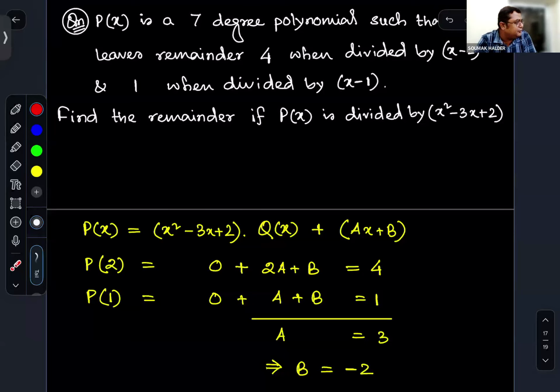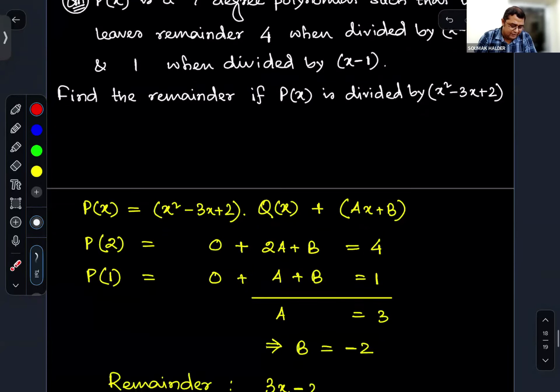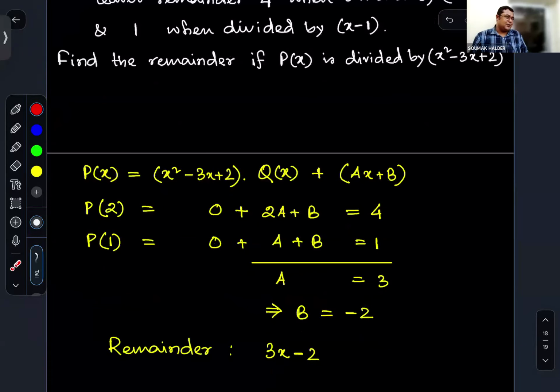And then the two values we are informed with is p of 2 and p of 1. Gives you two information as 2a plus b to be marked as 4, whereas a plus b to be marked as 1. Okay. Solving these two information, we can get to a is equals to 3. The subtraction is going to give you a is equals to 3. And as a carry forward result, b can be marked as -2. So the final remainder is going to be 3x minus 2.